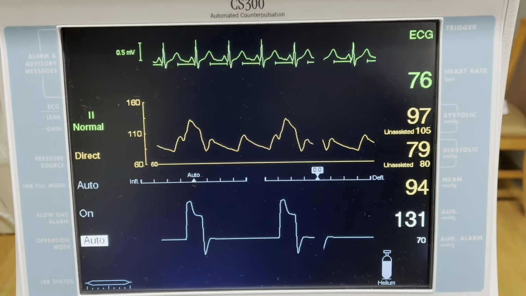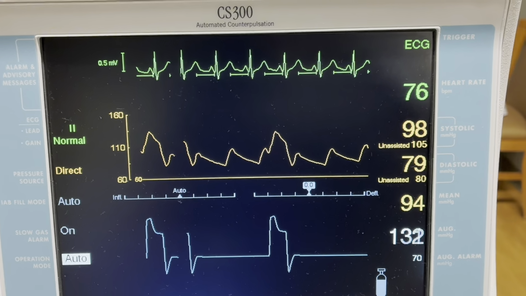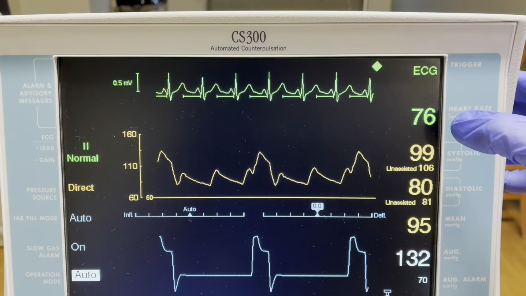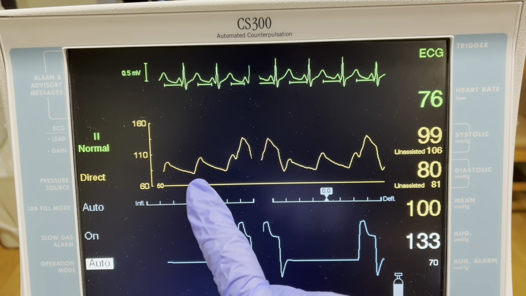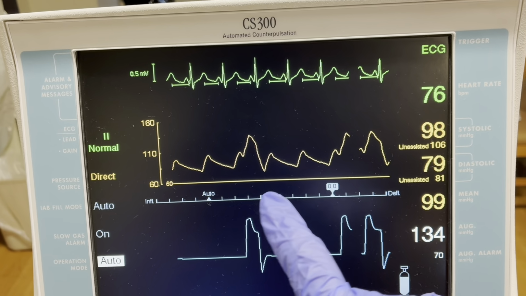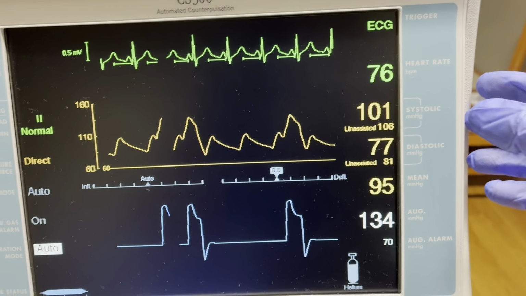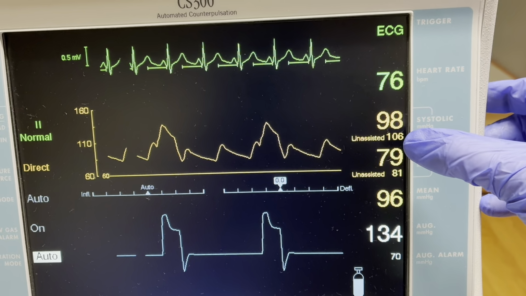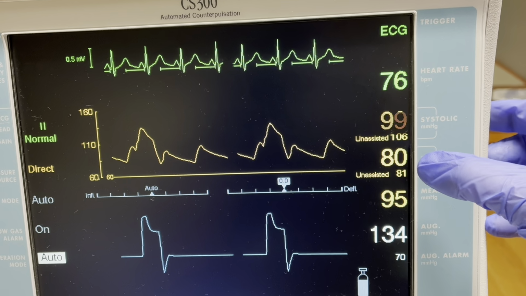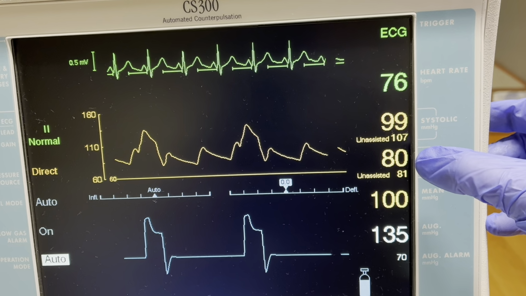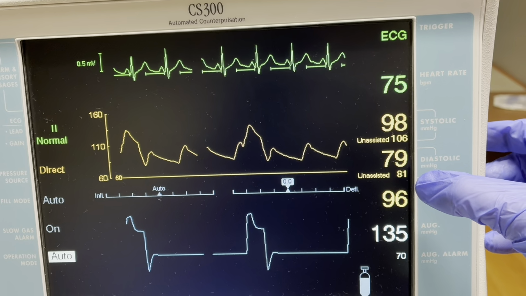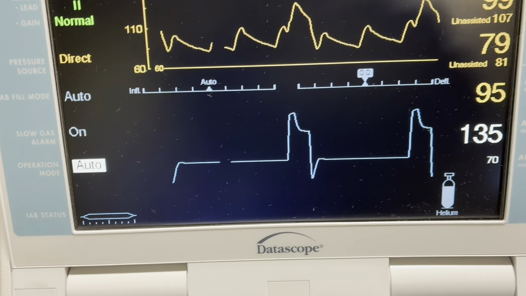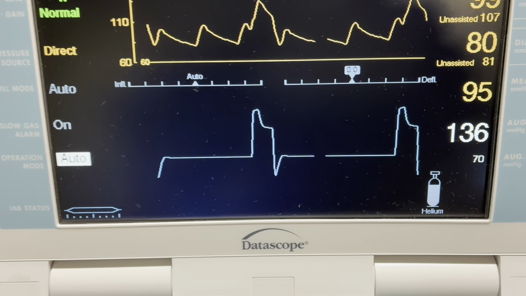So first waveform, that's your EKG. So patient is on sinus rhythm with a heart rate of 76. This one here, the green, is your intra-aortic balloon pump pressures. You have your assisted SBP, this is your unassisted SBP, assisted diastole, unassisted diastole. The third waveform that you see is the actual inflation and deflation of your balloon.